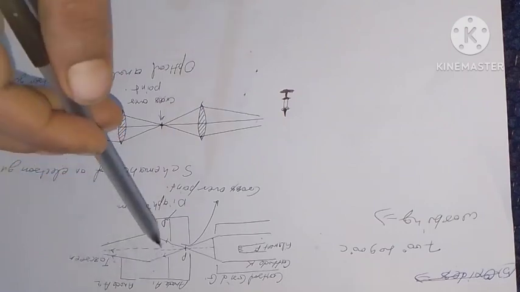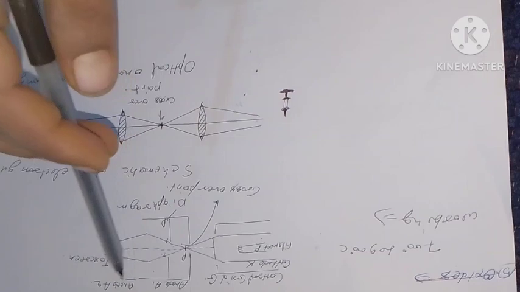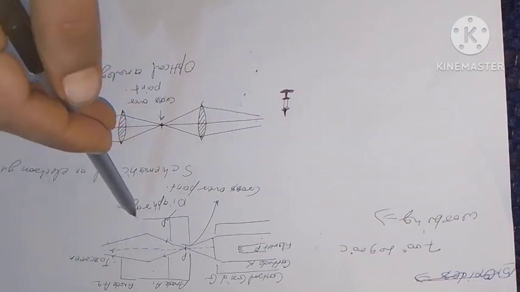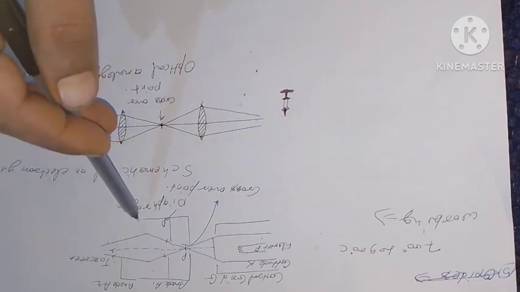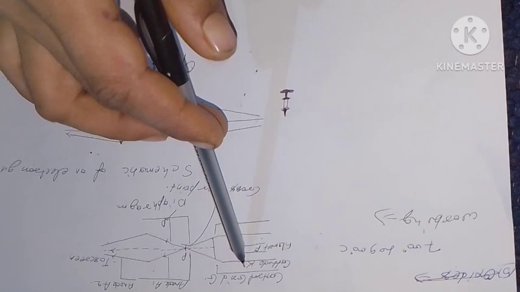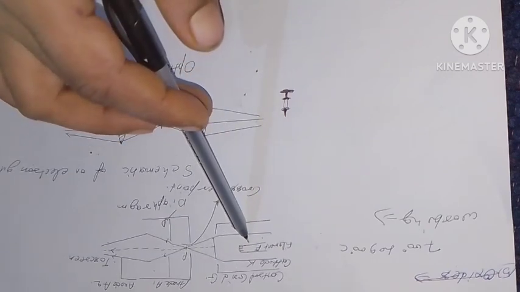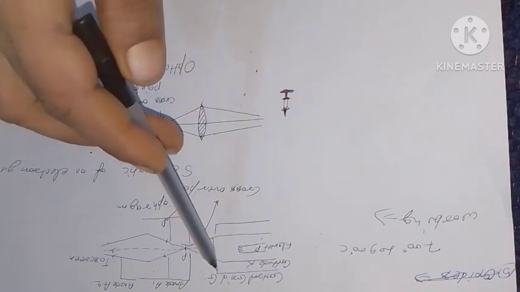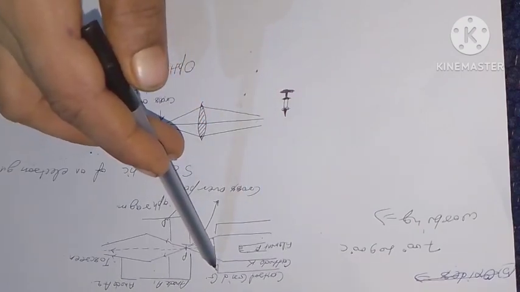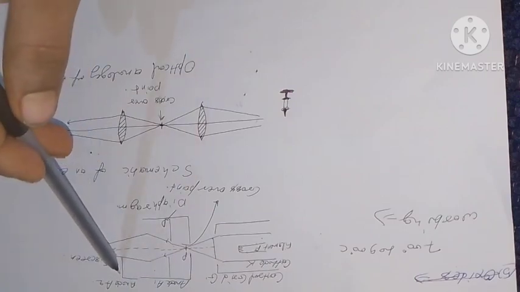Construction. The schematic diagram of an electron gun. The electron gun consists of a cathode K, a filament heater F, a control grid G, and two anodes A1 and A2.